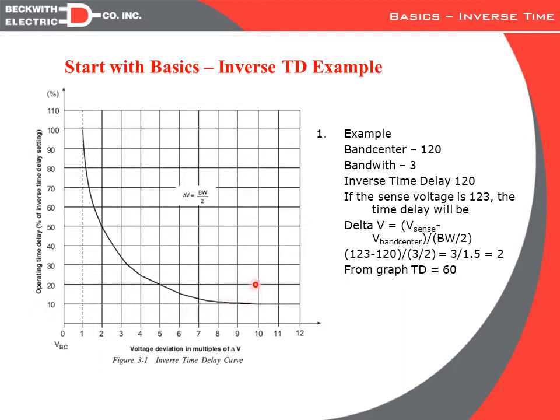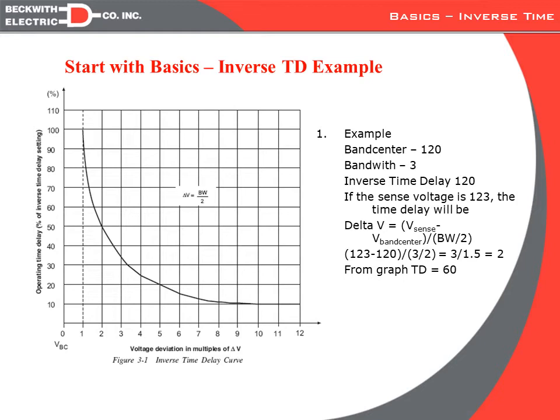So in the case here, if we start with an inverse time delay of 120 seconds, we know that if we're within one tap of band, we're going to wait the full 120 seconds. But as we get further out, we're going to keep cutting the time delay down, and we will tap as fast as 12 seconds, which would be 10%. So we take the sense voltage, we subtract that from the band center, so the amount we're out of band, divide that by the bandwidth divided by 2, and that'll give us our time.